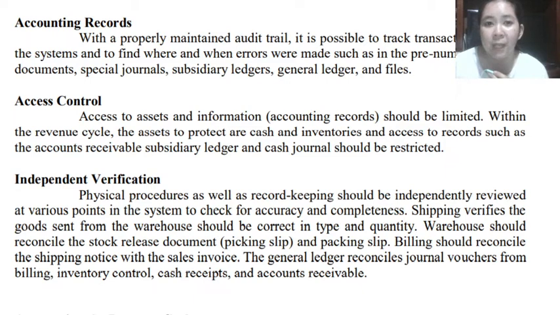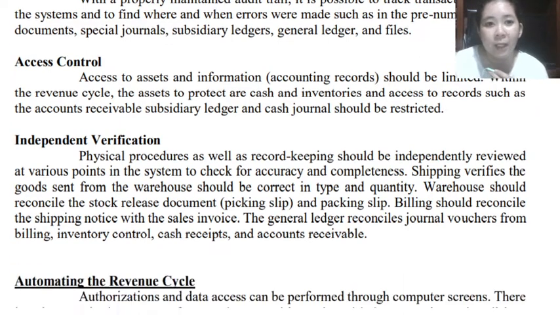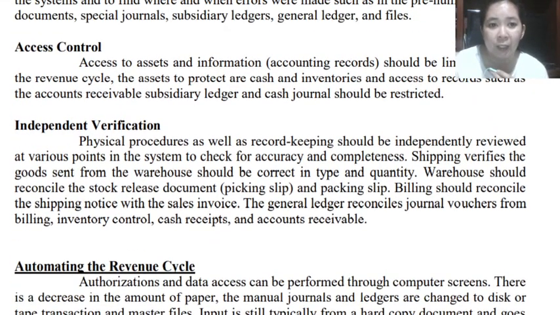For the access control, of course, access to assets and information, meaning the accounting record, should be limited. So this should be within the revenue cycle. The assets, of course, should be protected, especially the cash and the inventory. So access to records such as accounts receivable, subsidiary ledger, and cash journal should be restricted to avoid theft and fraud. Independent verification: physical procedures as well as record keeping should be independently reviewed, at different points within the system, to check if they are accurate and complete.